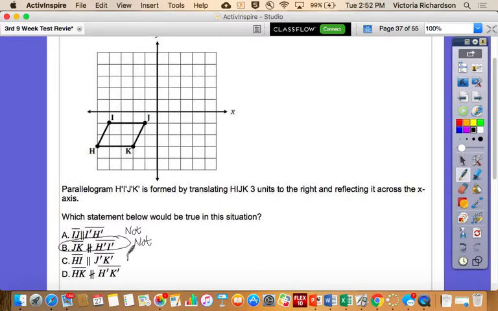Okay, this is true. So I think the answer should be C.